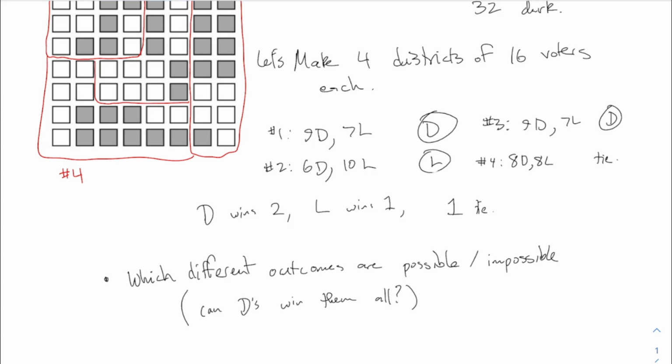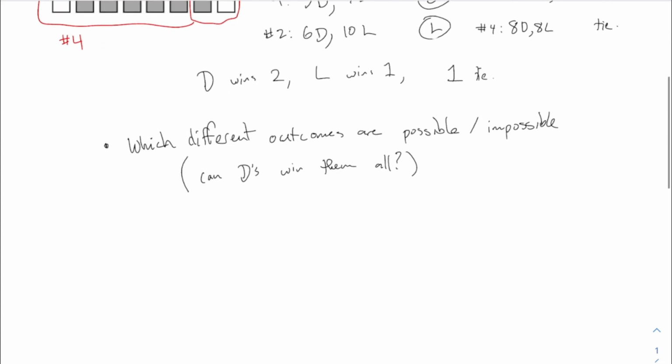This kind of thing is what we need to think about. And then the second question is, once you've decided which ones are possible versus impossible, can you actually draw the ones which are possible? So can we draw all the possible ones? And these are actually different questions.